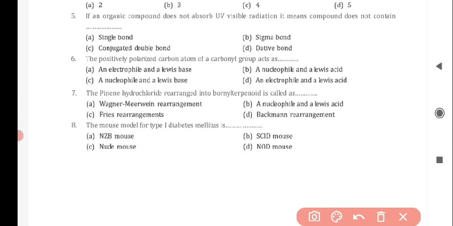Next question is the positively polarized carbon atom of carbonyl group acts as, and the correct answer is option D, an electrophile and a Lewis acid. Next question is the pinene hydrochloride rearranged into bornyl terpenoid is called as, and the correct answer is option A, Wagner-Meerwein rearrangement. Next question is the mouse model for type 1 diabetes mellitus is, and the correct answer is option D, NOD mouse.